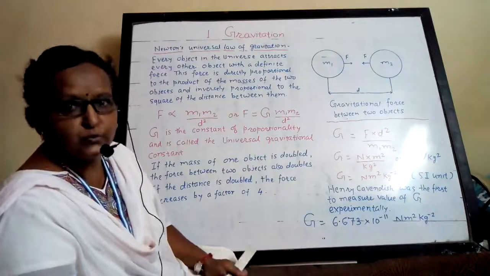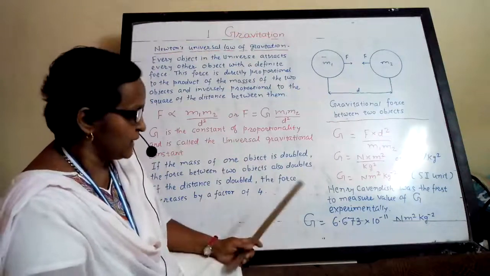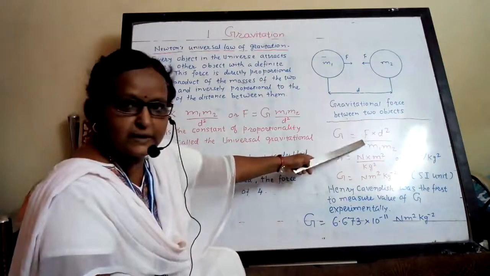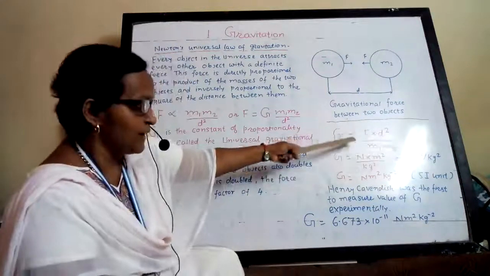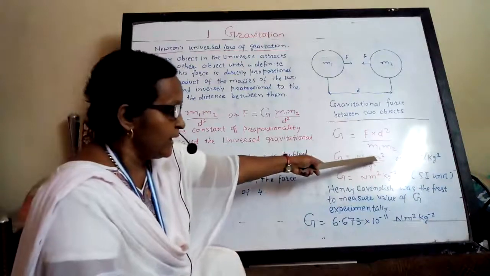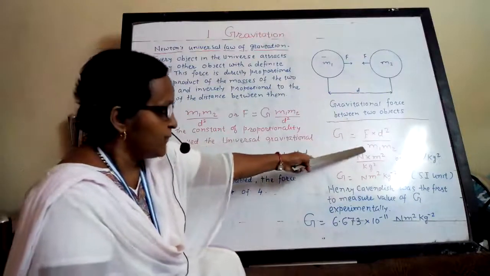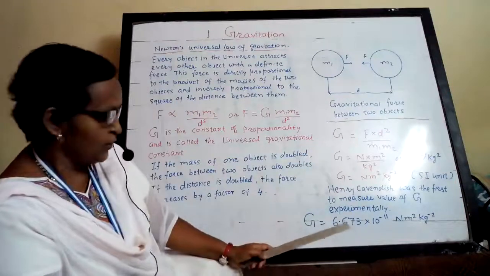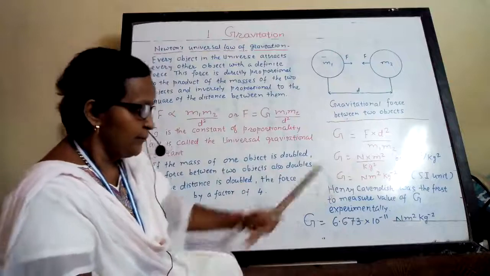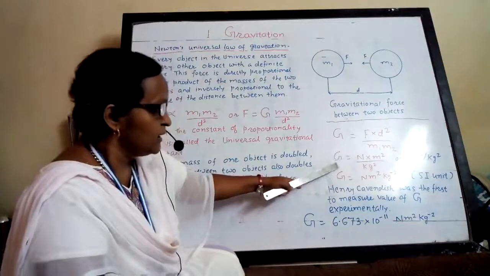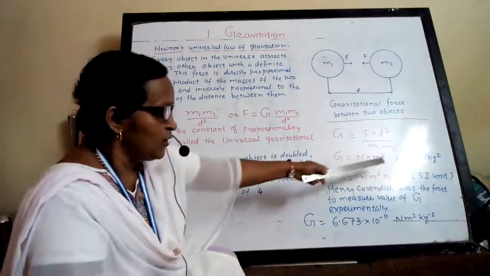If we want to know the SI unit of G, force is measured in terms of Newton. Distance square is there, so we have to take meter square, since distance is measured in meters. Masses are measured in kilograms, so it is kilogram square. So Newton meter square per kilogram square is the SI unit of the universal gravitational constant.